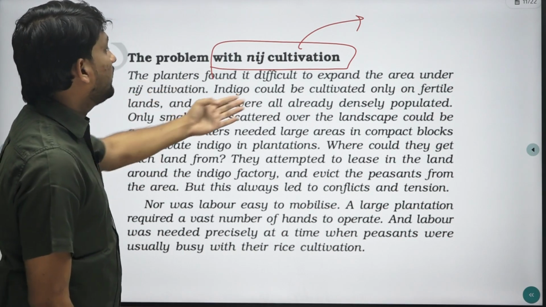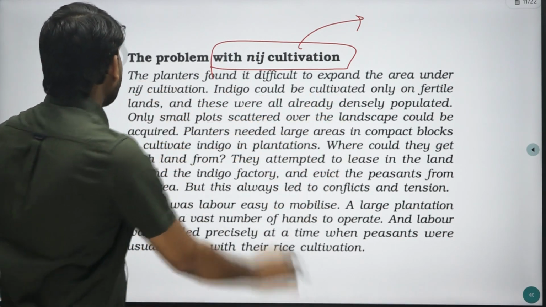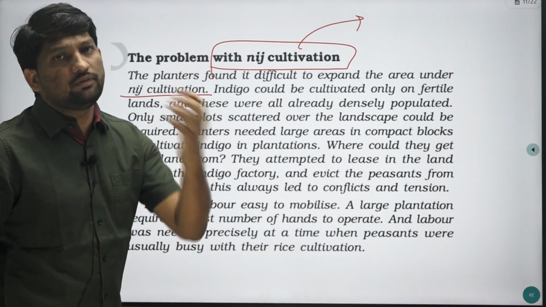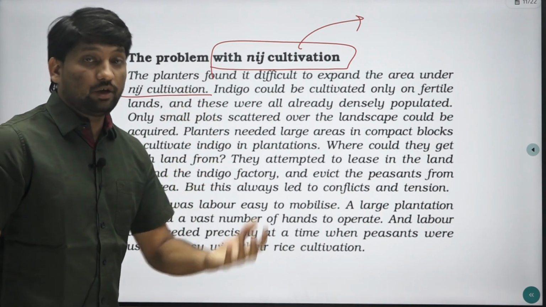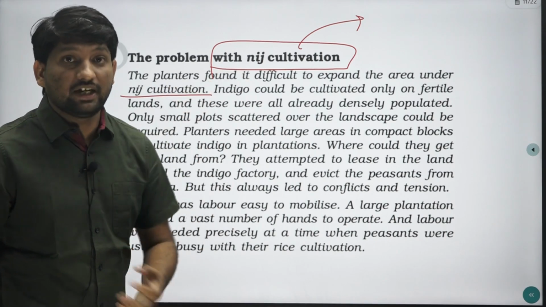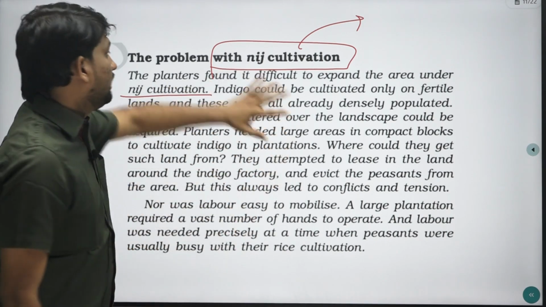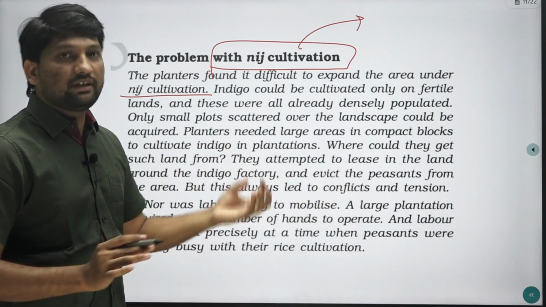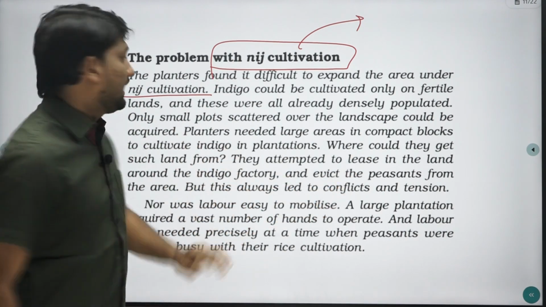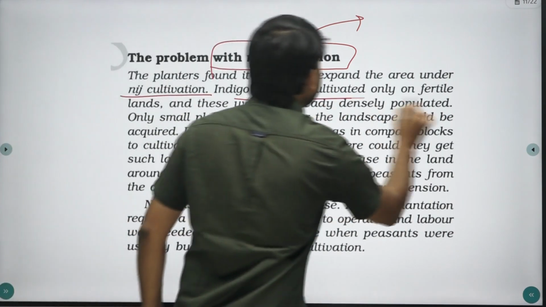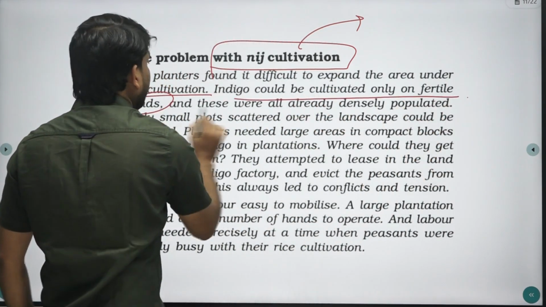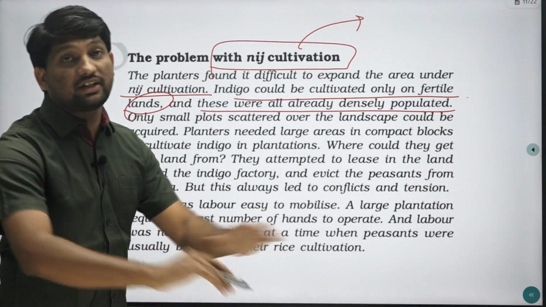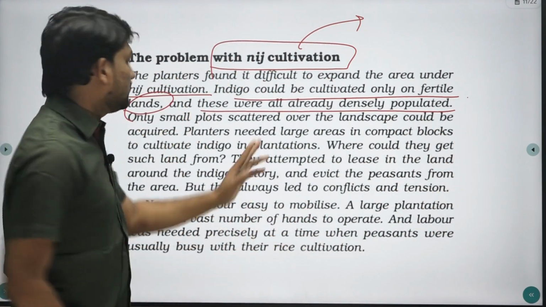The planters found it difficult to expand the area under Nij cultivation. Why? Because indigo was cultivated only in the fertile area, and in Bengal, where most of the population resided, in the highly populated area, it was difficult to get a large single piece of land. They could get it only in fractions. So indigo could be cultivated only on fertile land, and these were all already densely populated, so getting a large tract of land in the same place was difficult.